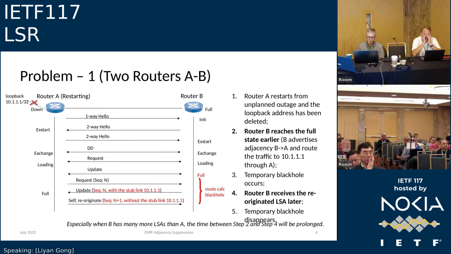This figure shows the detailed process of the neighbor state machine, which caused the issue in the two router scenario. It was also presented at the 116 meeting, and it has been updated to the current version. From this figure, we can see that the key point is step 2 and step 4. The sequence of these two steps has caused the problem.